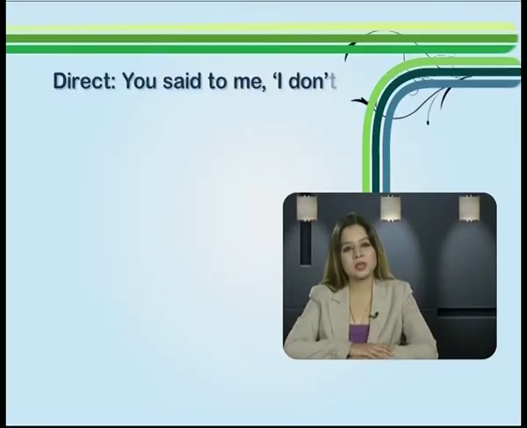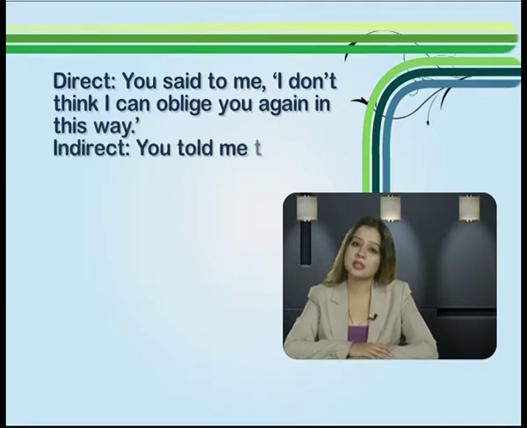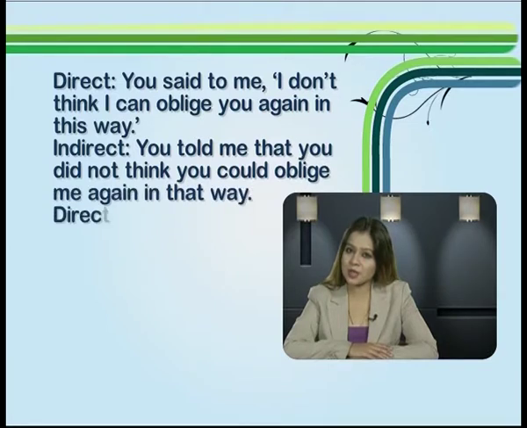Statements. Statements in indirect speech are generally introduced by the conjunction that. Direct: You said to me, "I don't think I can oblige you again in this way." Indirect: You told me that you did not think you could oblige me again in that way.